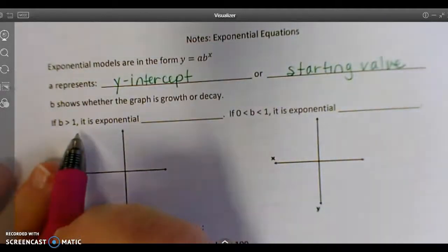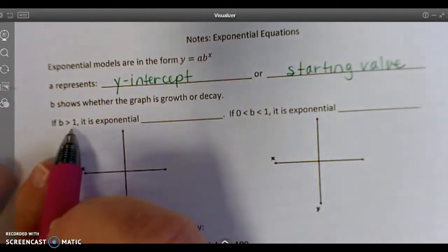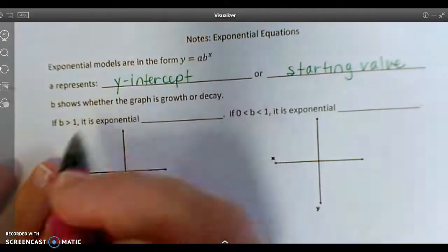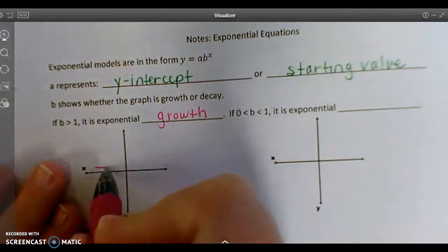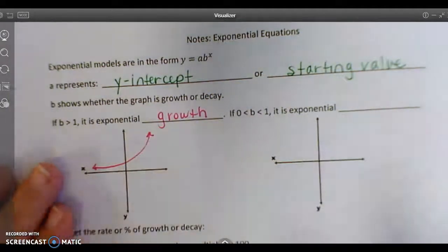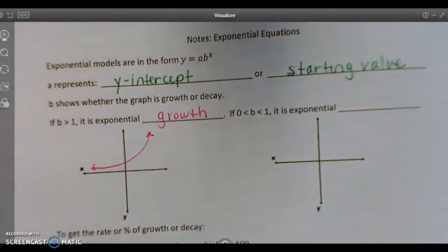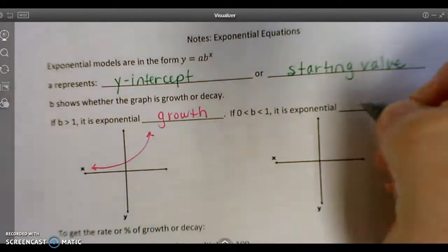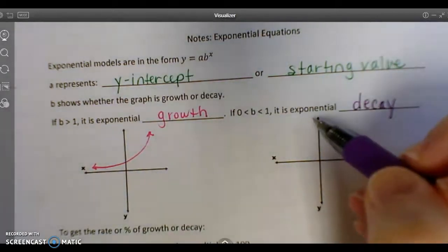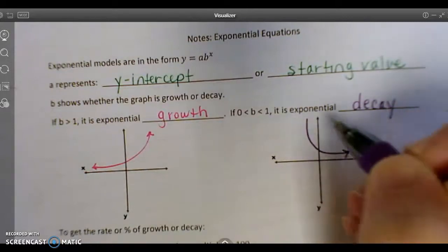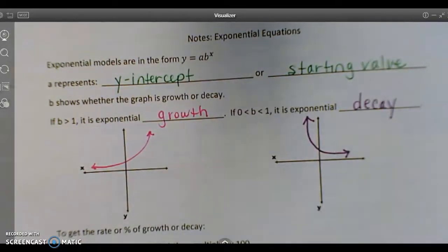And so if b is greater than 1, so if that number right there is greater than 1, it is exponential growth. And a growth function looks like that. It starts leveled off and then comes up really fast. If b is a fraction or a decimal between 0 and 1, it is exponential decay. And it starts really big and then levels off. So it's just going down. So growth is going up, decay is coming down.